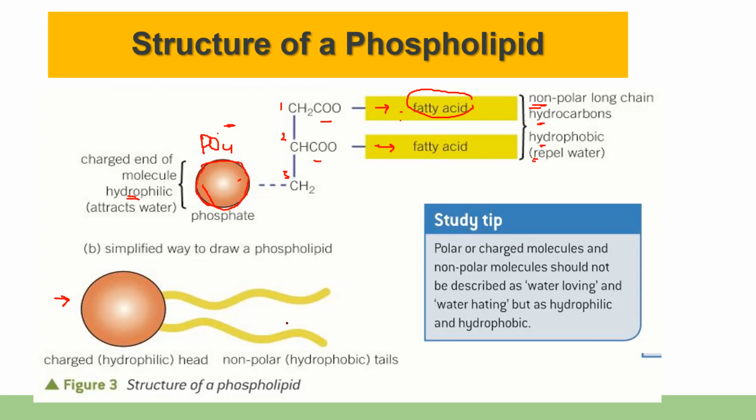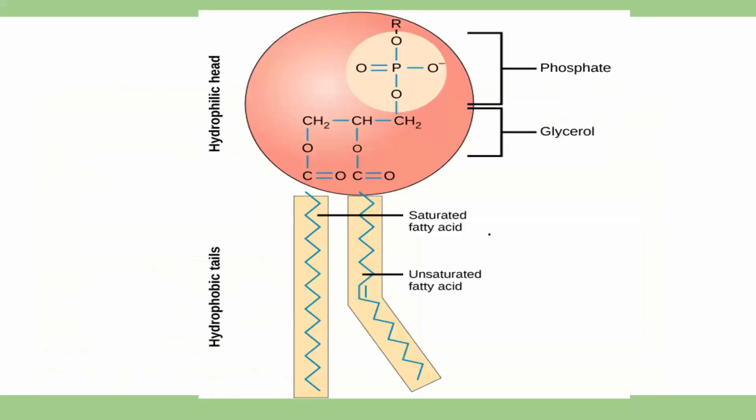Clear? Okay, and this is another version of the same diagram. So generally, it's actually three molecules. What they have shown you is glycerol, so look at the three carbons there. To one of them, this phosphate group is attached.